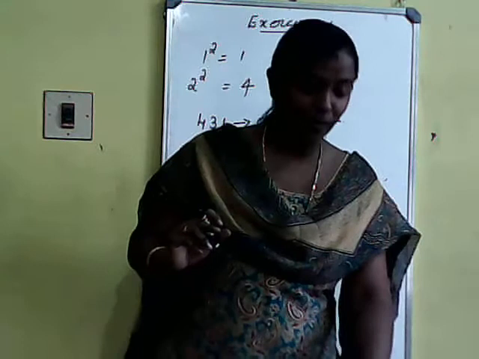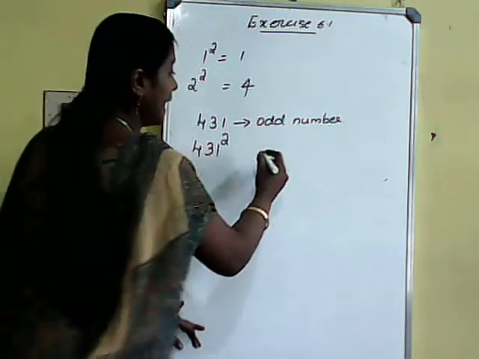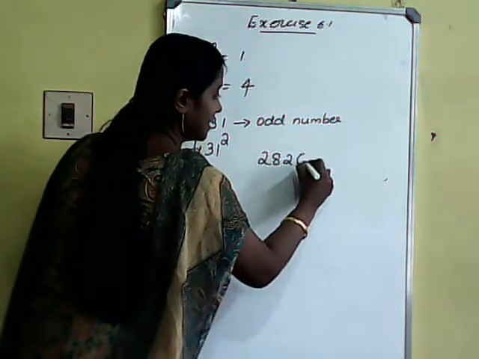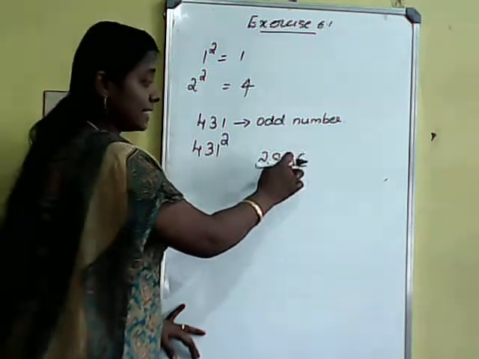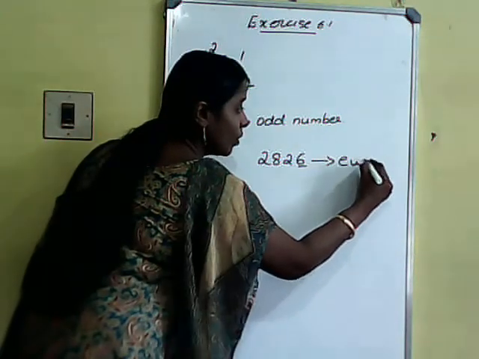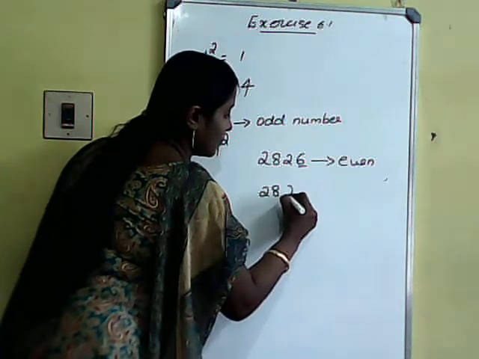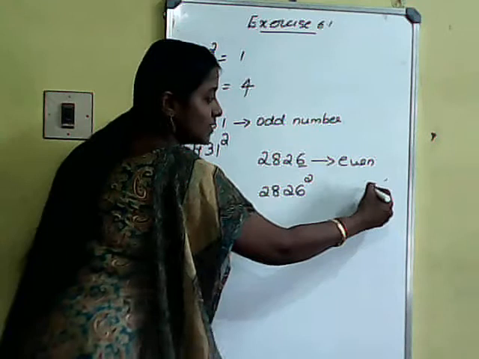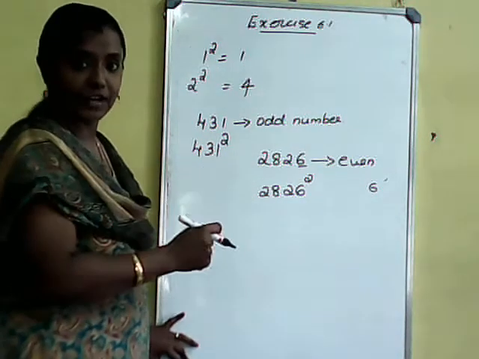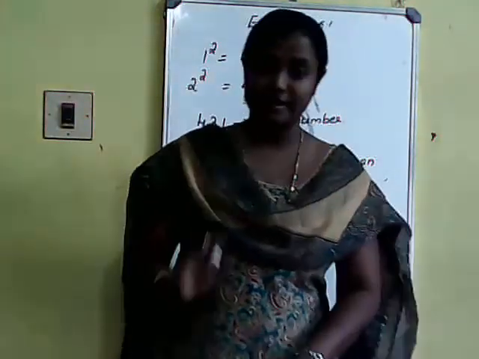Clear? Then the next one, 2,826. Here it ends in 6. So it is a multiple of 2. So it is an even number. Okay. So what about its square? That means in the units place, 6 times 6 is 36. So 6 is there. Again it is an even number. Clear? That is the reason.